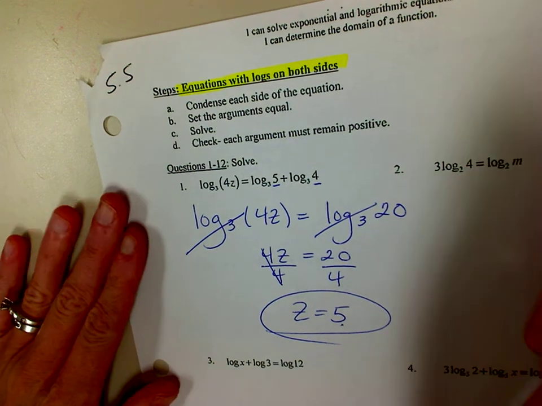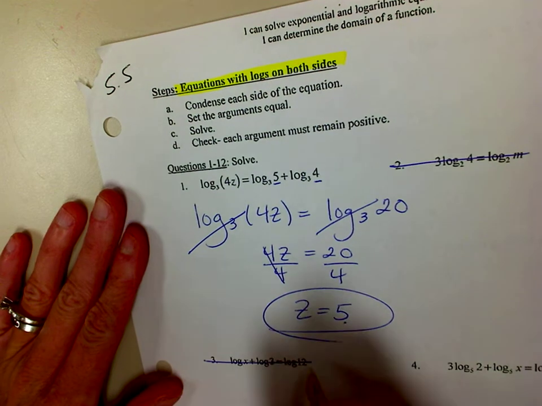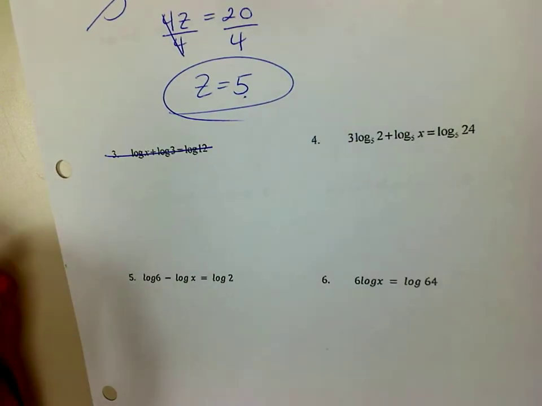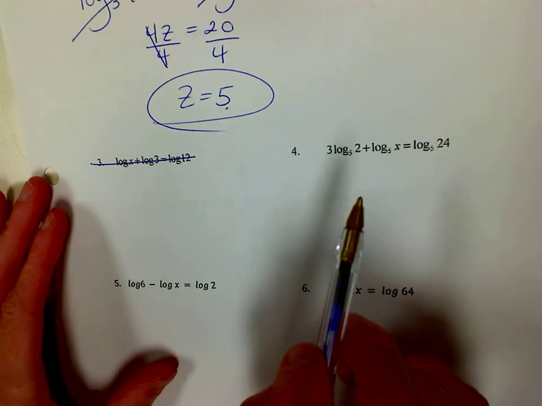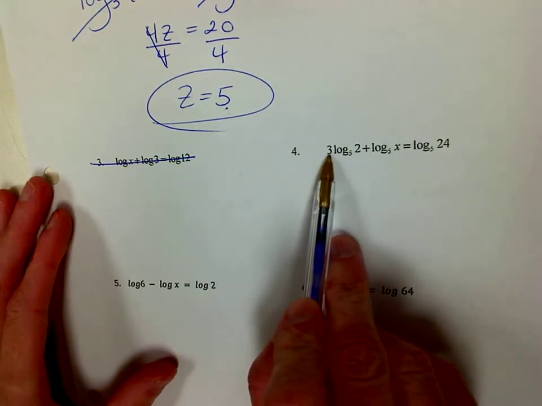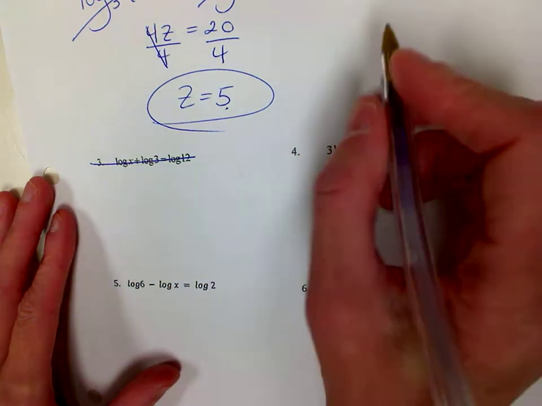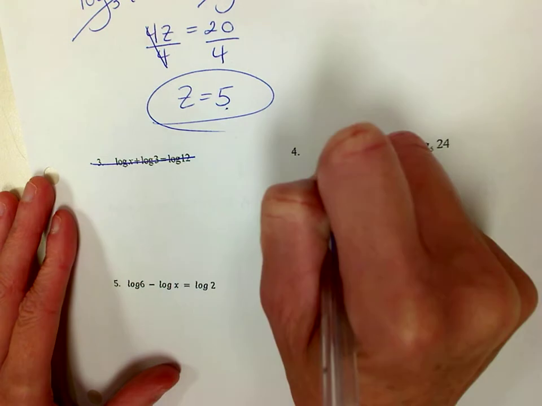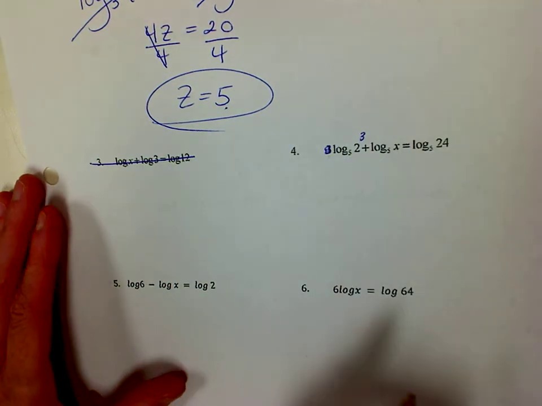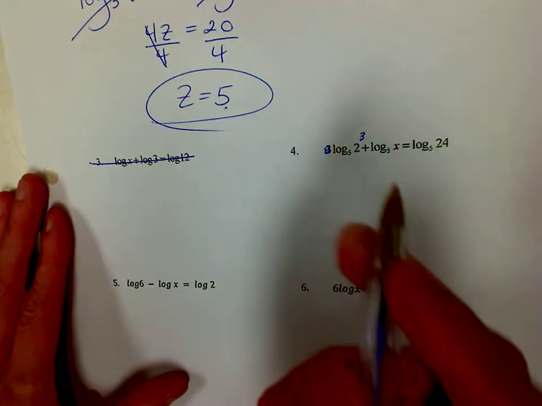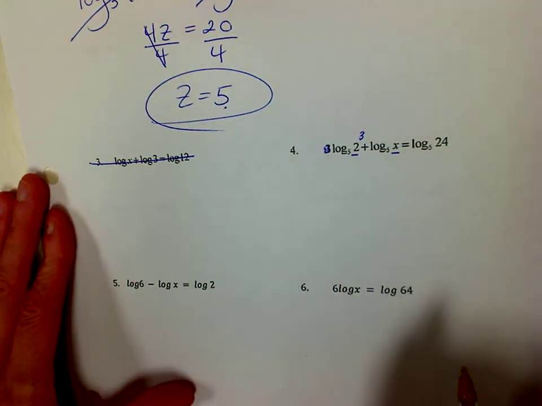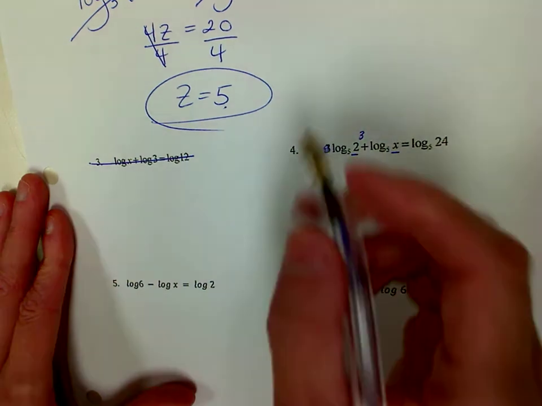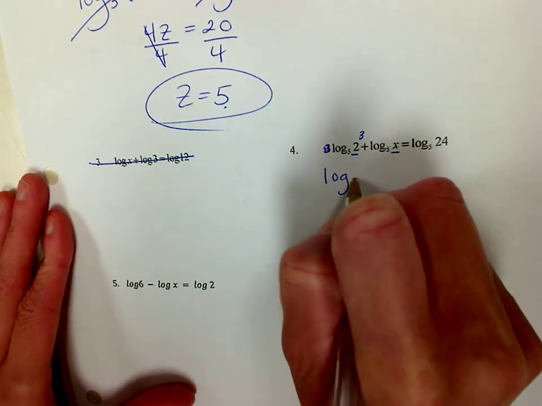All right, let's skip 2 and 3. Let's go to number 4. So again, the first thing I want to do is condense. Now this time, I have a number in front of a log. That means that becomes an exponent with the 2. And then also, this addition sign means I'm going to multiply the two arguments together. Well, 2 cubed is 8. Let me write that first.